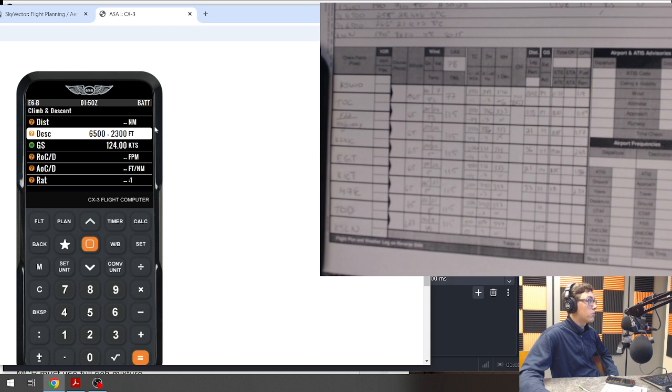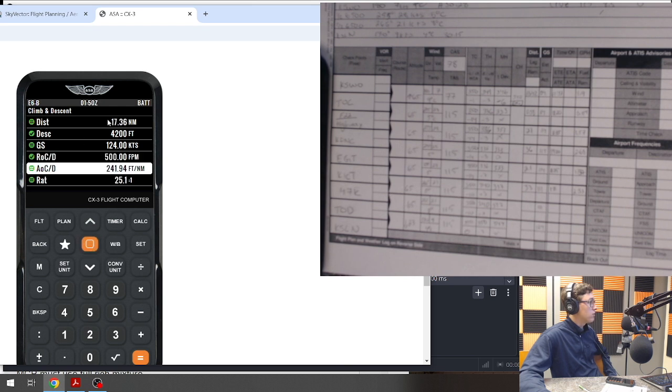Now, again, you could have done your pressure altitude correction for this one. It's going to be the same thing when you do it. And then a very standard descent rate is 500 feet per minute when we do that. Very simple, easy. 17.36 nautical miles is how long it's going to take us.